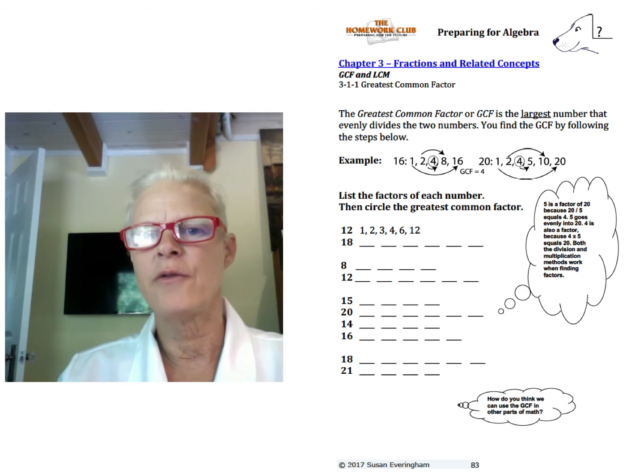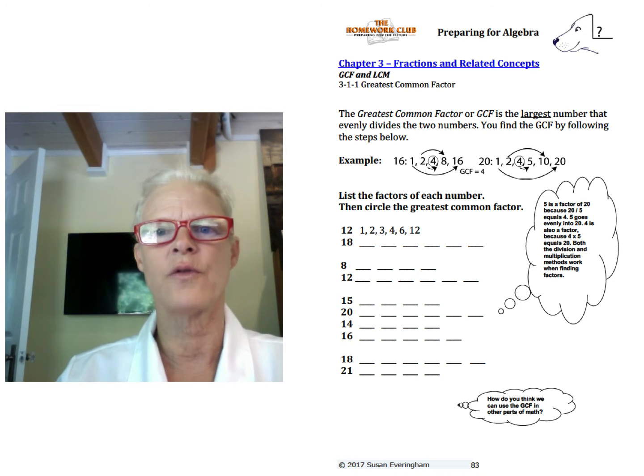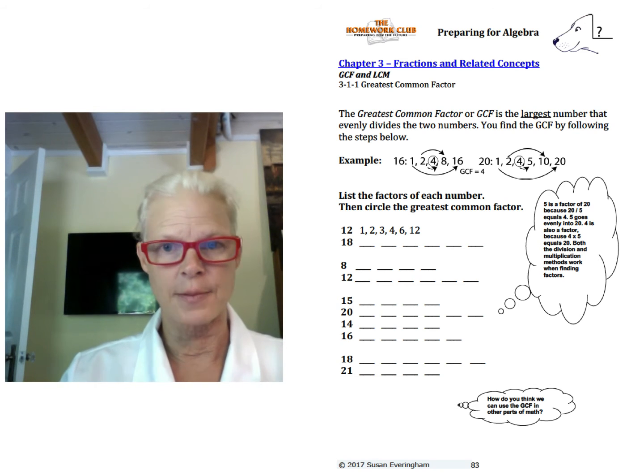We're on Chapter 3, Fractions and Related Concepts. We're on page 83 for those of you who have bought the book and you're following along. Greatest common factor and least common multiples. The greatest common factor is the largest number that divides two numbers evenly. You'll find the greatest common factor by following the steps below.